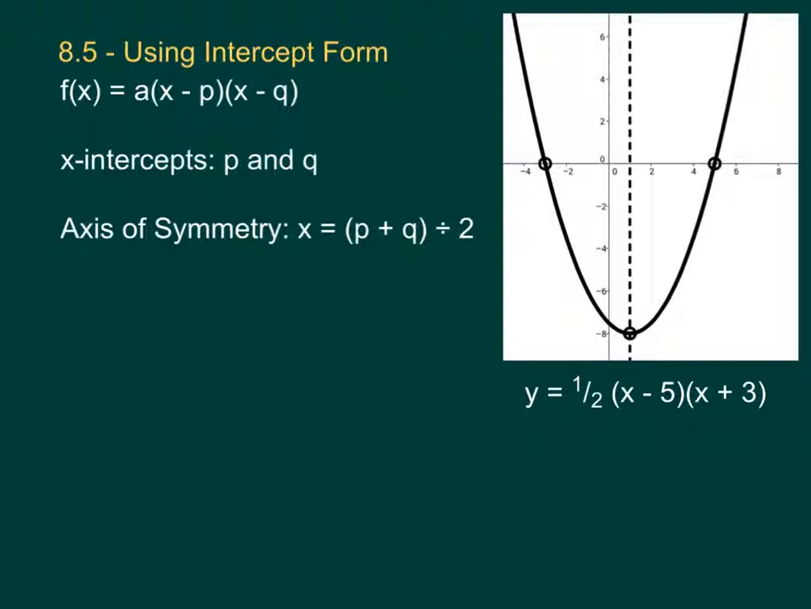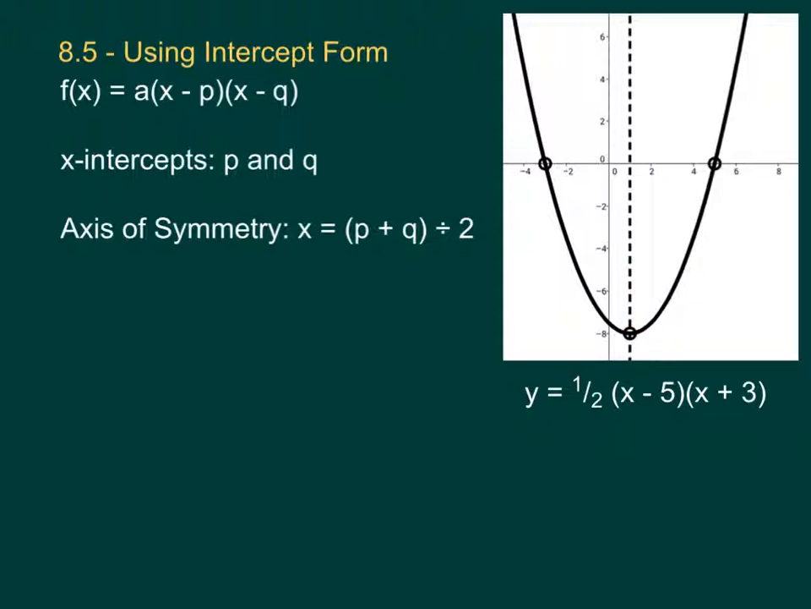What's nice about the x-intercepts is it shows us 2 points on the graph, 2 points where the parabola crosses the x-axis. And the axis of symmetry is nicely in between these 2 points. So I'm going to take the two numbers, p and q, add them up, and divide by 2 to find their average. That will give me the equation for the axis of symmetry that's in between them.